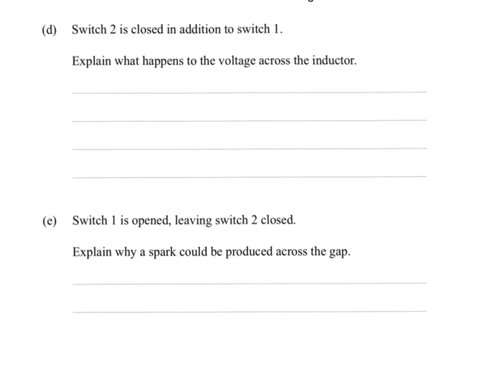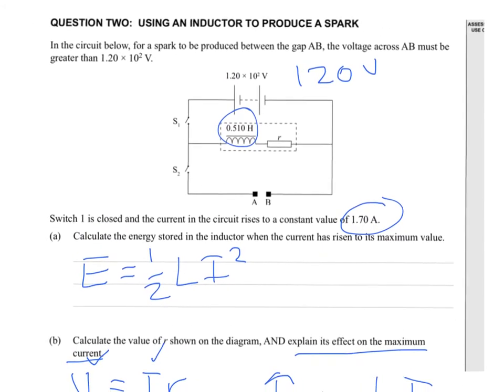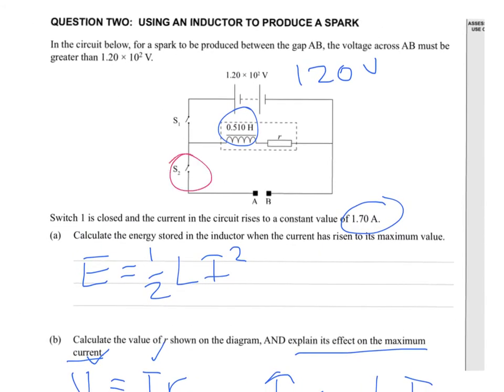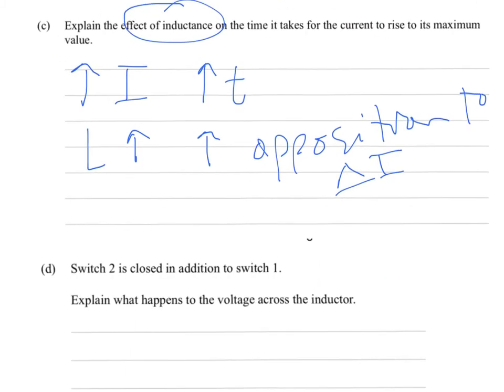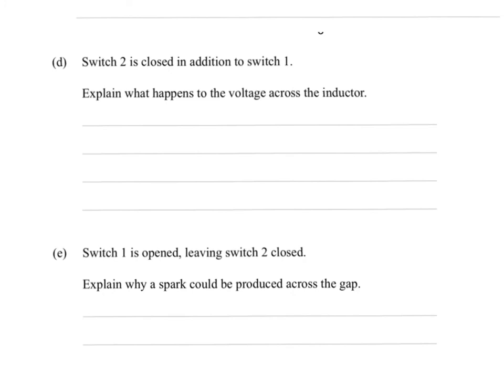D, switch 2 is closed in addition to switch 1. Explain what happens to the voltage across the inductor. We better zip back up to the diagram here and have a look. So there's switch 2. Now it's been closed after switch 1 was already closed. When you close switch 2, absolutely nothing is going to happen because you've still got that gap where AB is, and it continues to act like an open switch in that parallel branch of the circuit. So nothing, because AB is still a gap.